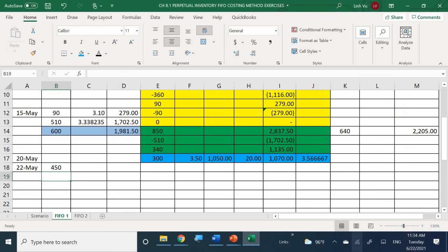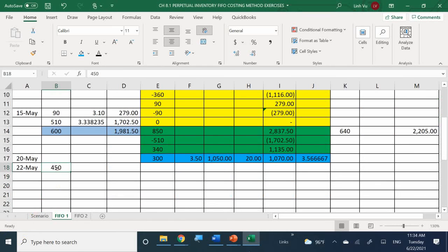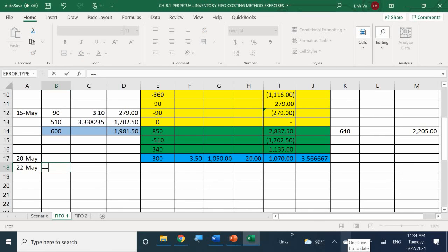Now let's take a look at my batches, right? Do I have enough in my green batch to sell all 450 items? No. So in this case, I have to split my batches up once again. My end goal is 450 items, but my green batch only has 340.